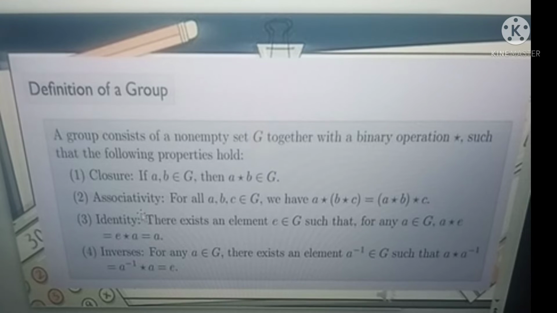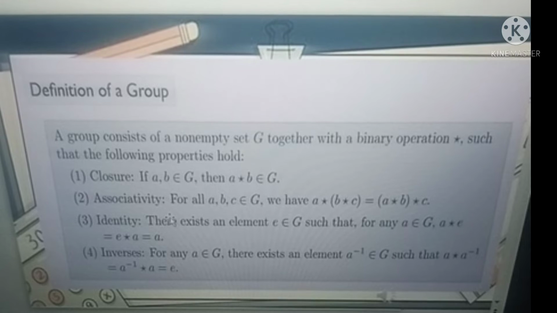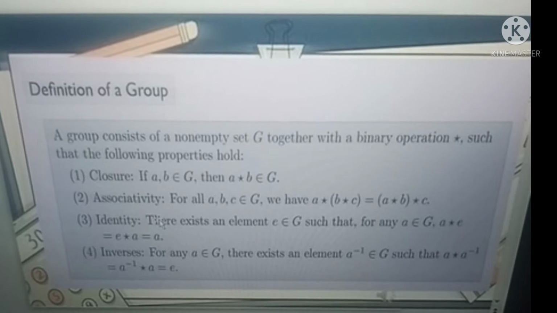How about associativity? For all A, B, C belonging to the group G, we have A star (B star C) equal to (A star B) star C. So if we perform the operation on these three elements, the outcome of this one is also the same as this one. So that is associativity. Later I will give an example for us to better understand what I'm talking about here.